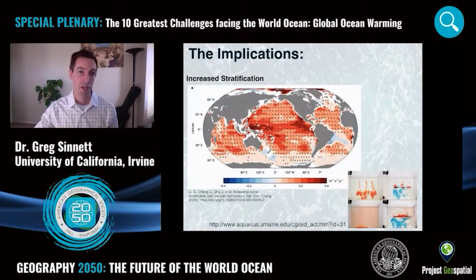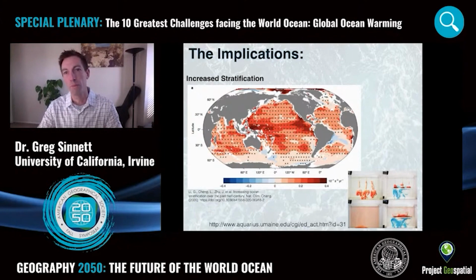Another direct implication of global ocean warming is increased stratification. As the surface ocean warms, the surface layer becomes less dense and the ocean becomes more stratified or harder to mix. Intensified surface warming has increased thermal stratification of the surface ocean by about 4%. And this map indicates the rate of stratification change around the world.